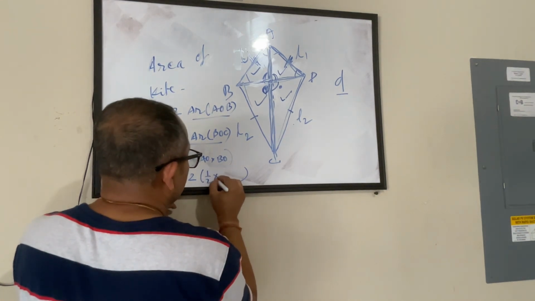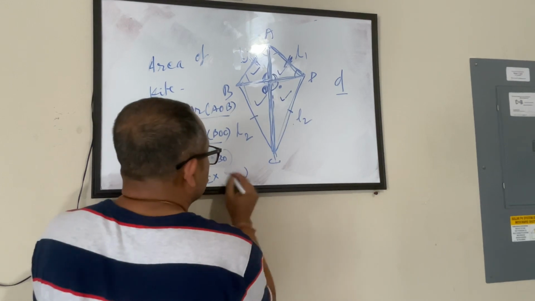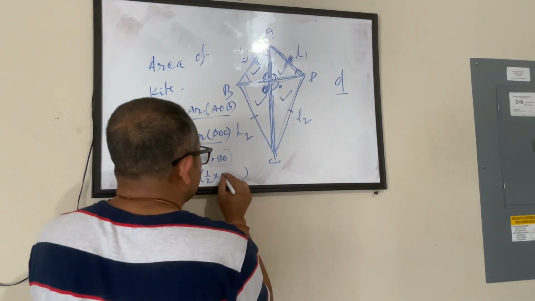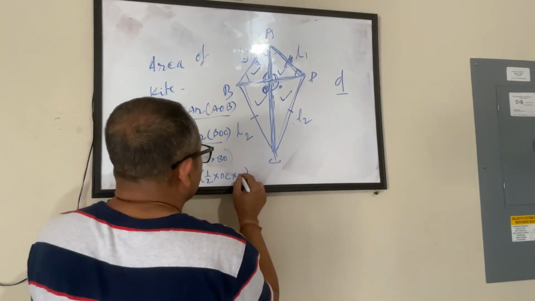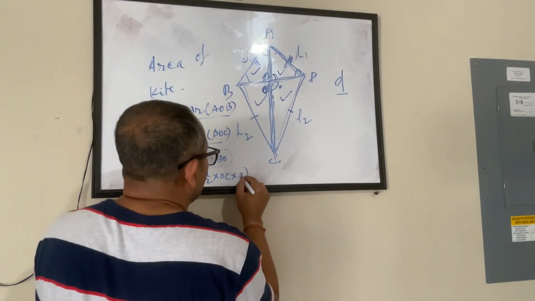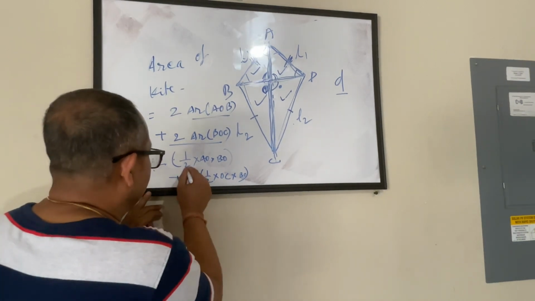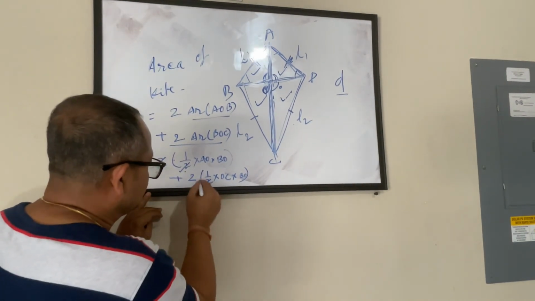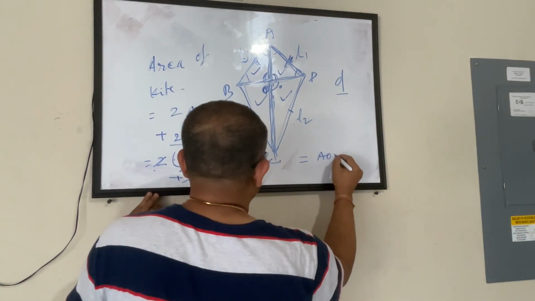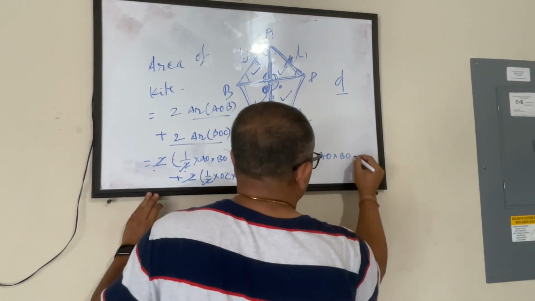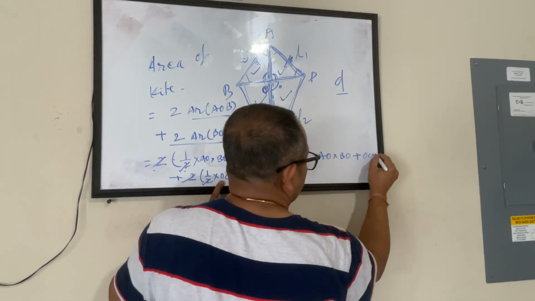half into base. Let's say this is my base. So it is OC into height. Height is what? BO. Yeah. Now look at this. 2 into half, I can do tic-tac-toe. Now this becomes AO into BO plus OC into BO.